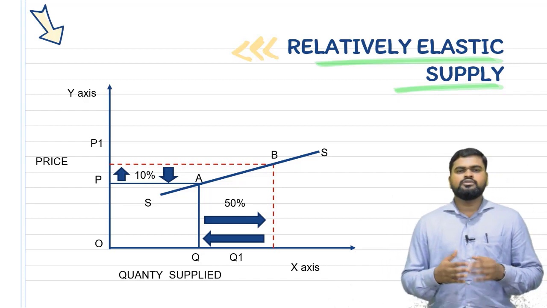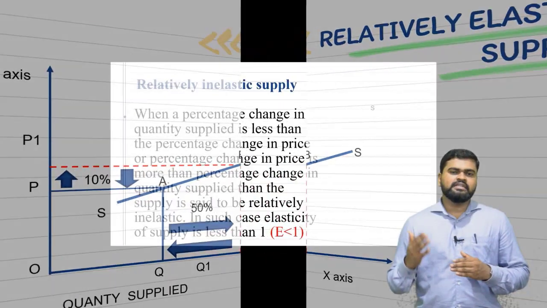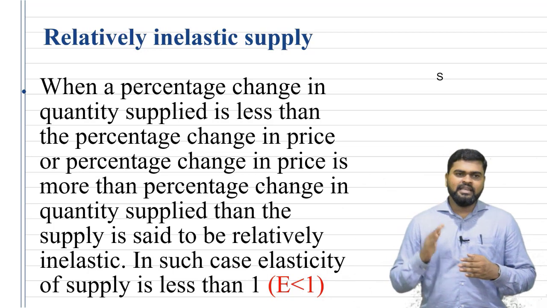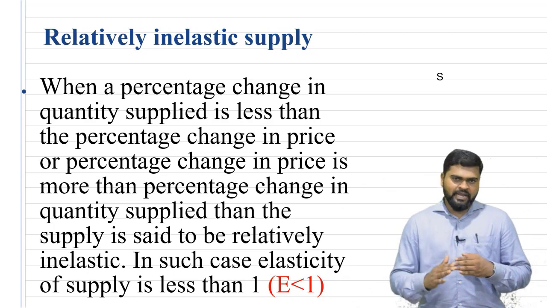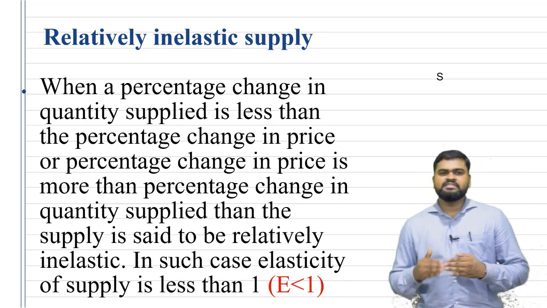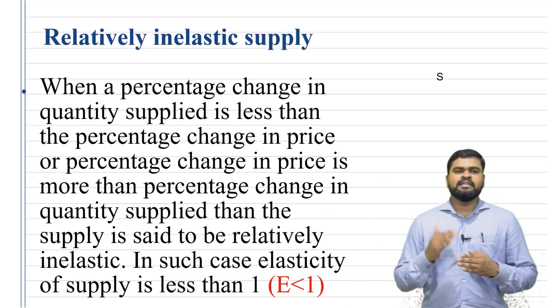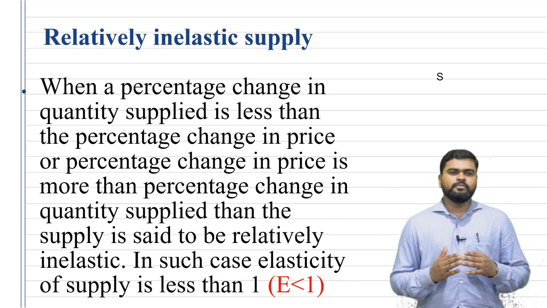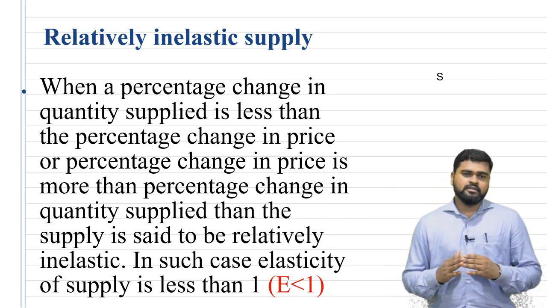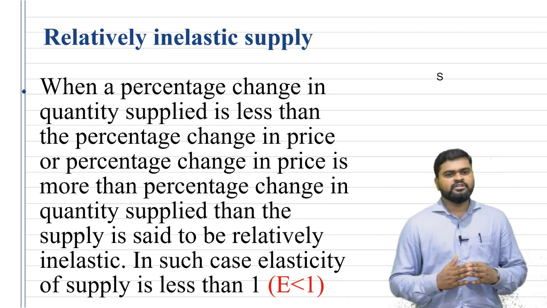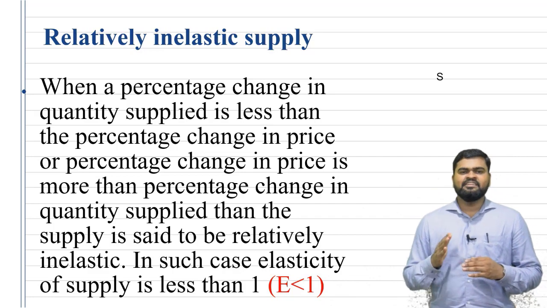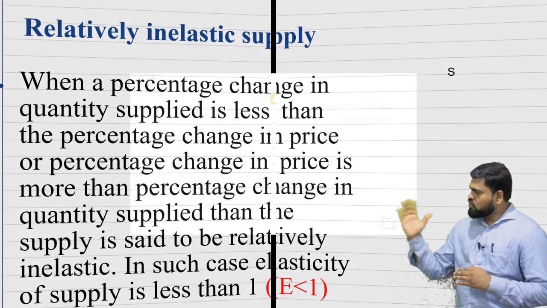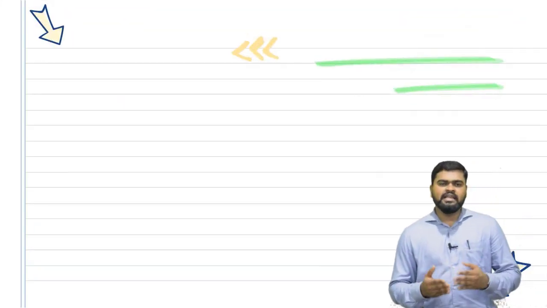Next we will move on to relatively inelastic supply. When percentage change in quantity supply is less than that of percentage change in price, or percentage change in price is more than that of percentage change in quantity supply, then the supply is said to be relatively inelastic. In such cases, elasticity of supply is less than 1. E is less than 1. Let us move on to the diagram of relatively inelastic supply.